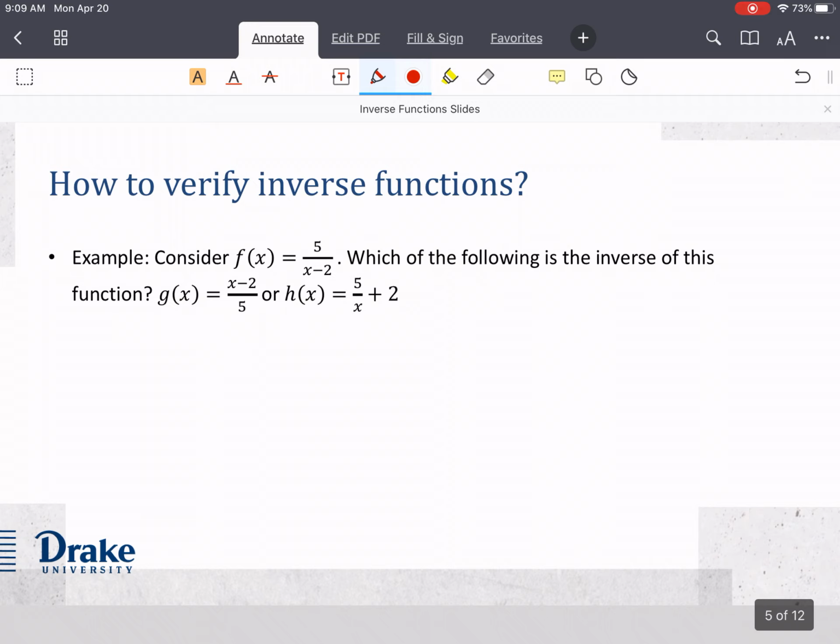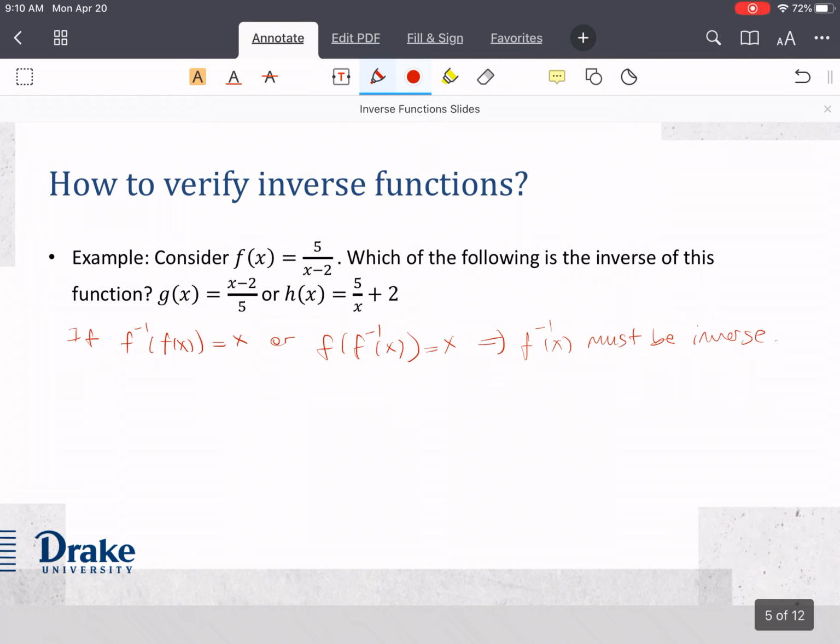So the way we can verify that is the fact that I used previously. In other words, if f inverse of f of x is equal to x, or f of f inverse of x equals x, then you can say that f inverse is the inverse function. So that's the idea that I use to verify inverse functions.